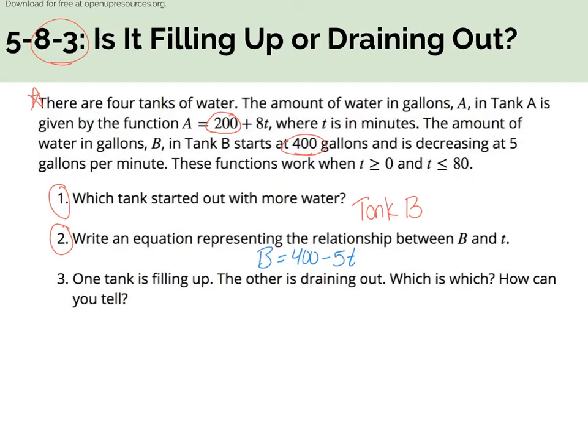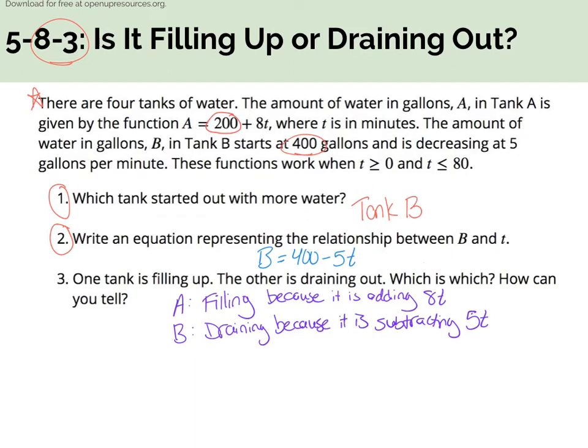In the equation for number 2, you're going to have B equals 400 minus 5t. It's subtracting right there because in the problem it tells us that it's decreasing at 5 gallons per minute. Number 3, tank A is filling because it is adding 8t, and it shows that in the equation. And tank B is draining because it is subtracting 5t. We see that in the equation, and in the problem it says it's decreasing.